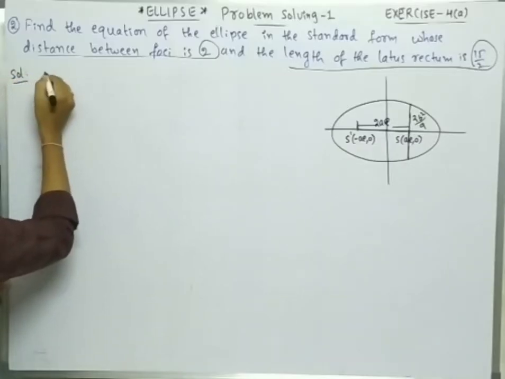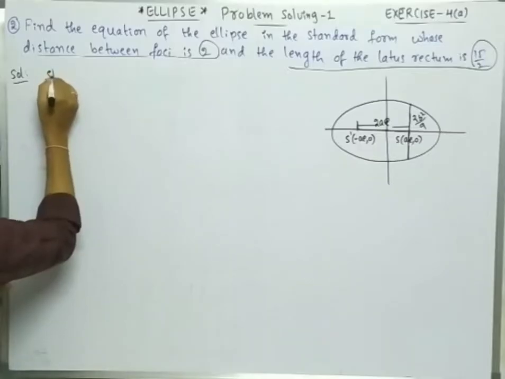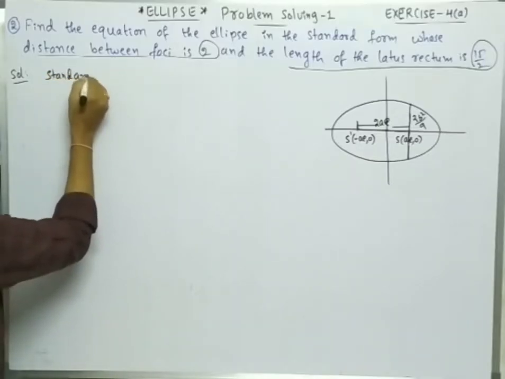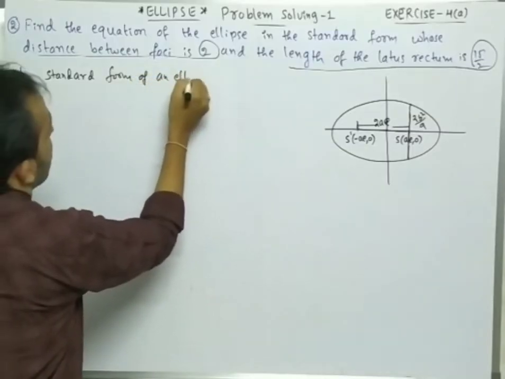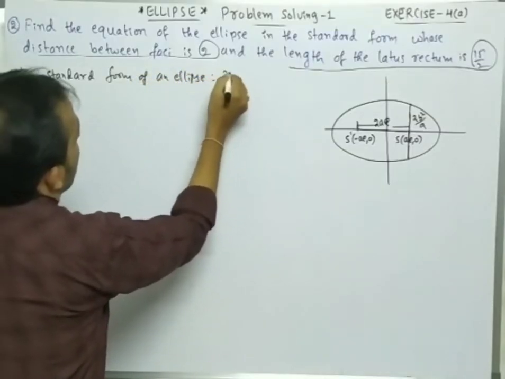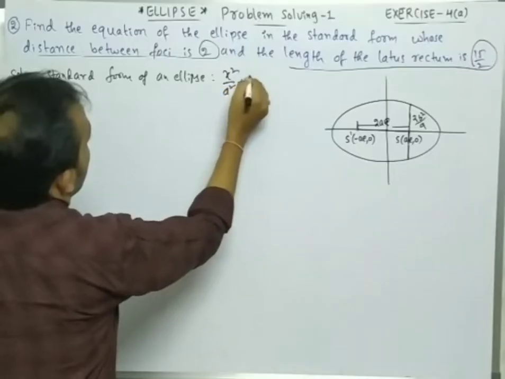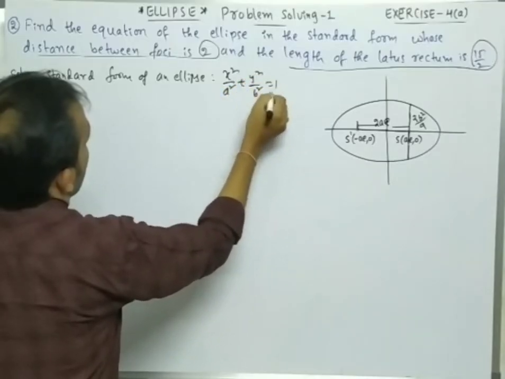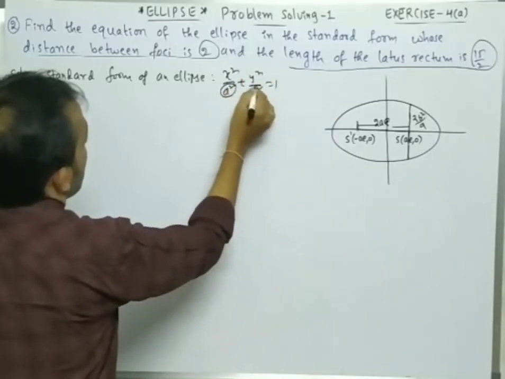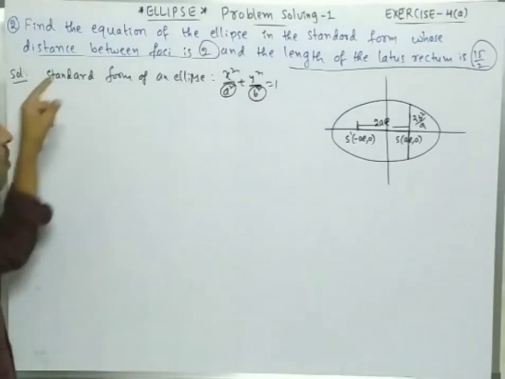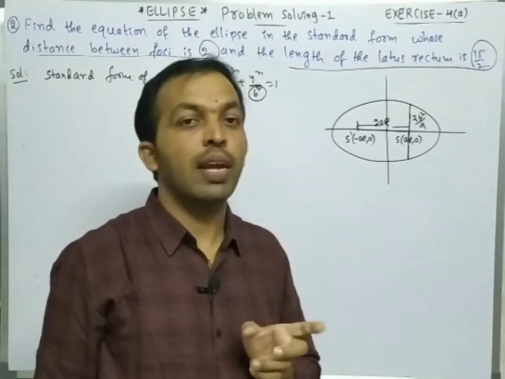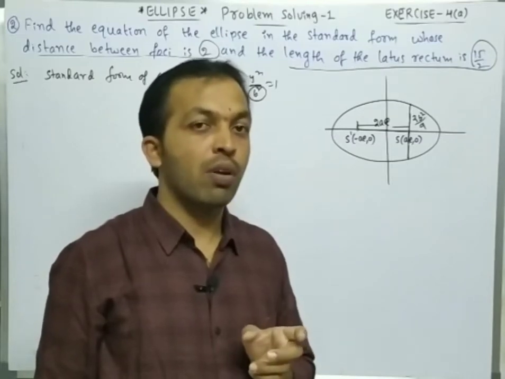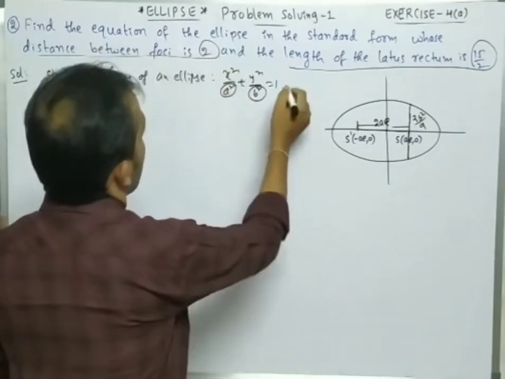So what is the standard form actually? The standard form of an ellipse is x square by a square plus y square by b square is equal to 1. So here we need the a square and b square values. Solve those two conditions, you will get a and b values. Then substitute in this equation.